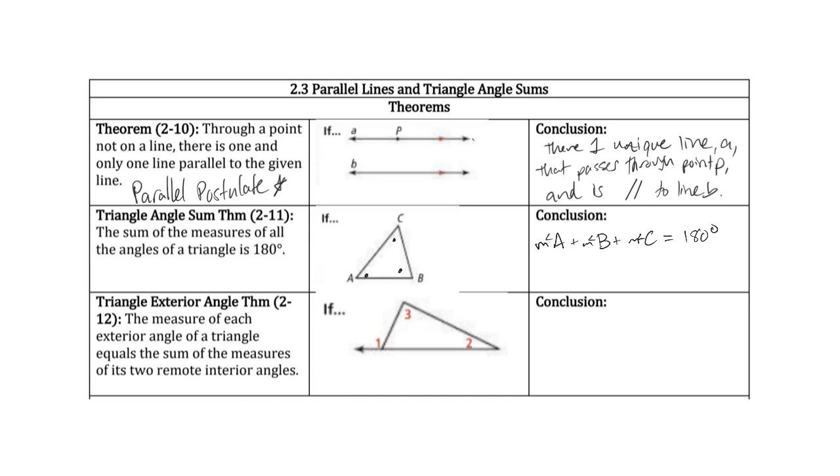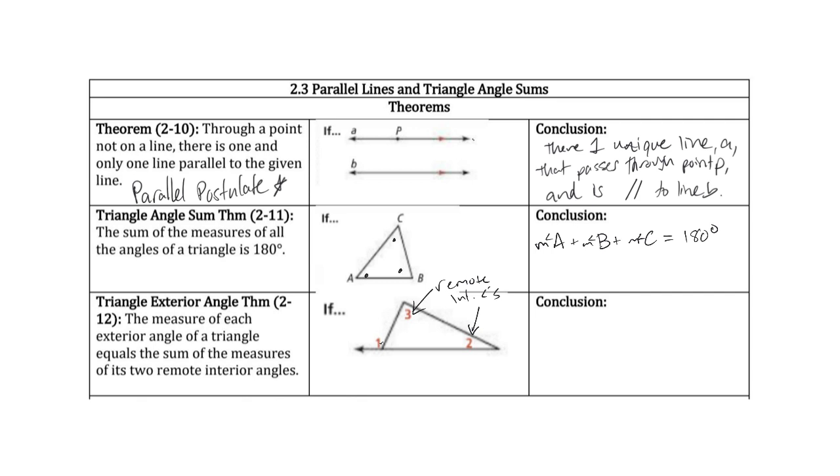The last one is the triangle exterior angle theorem. So you can see there's an angle 1 on the outside. This says the measure of each exterior angle of a triangle equals the sum of the measures of its two remote interior angles. Well, remote interior angles are these here.